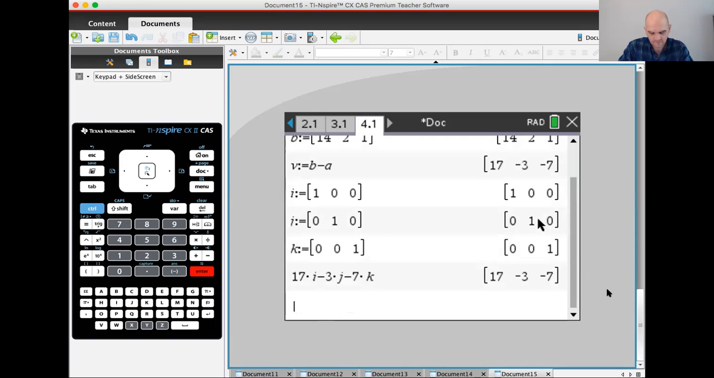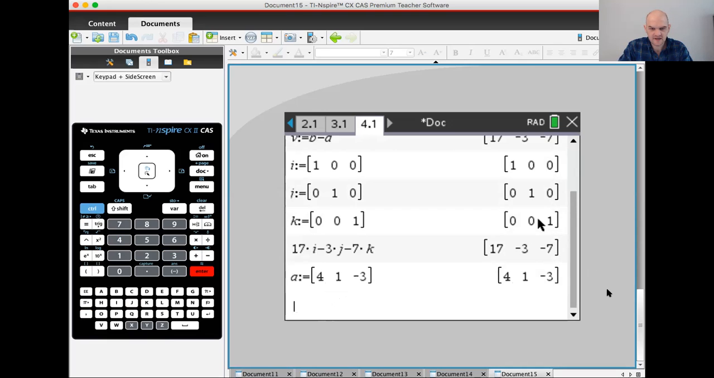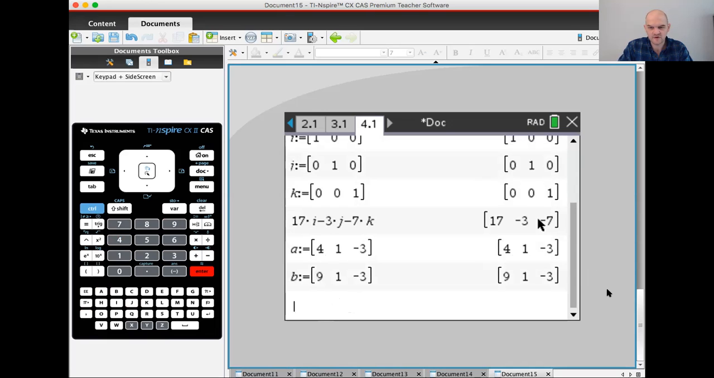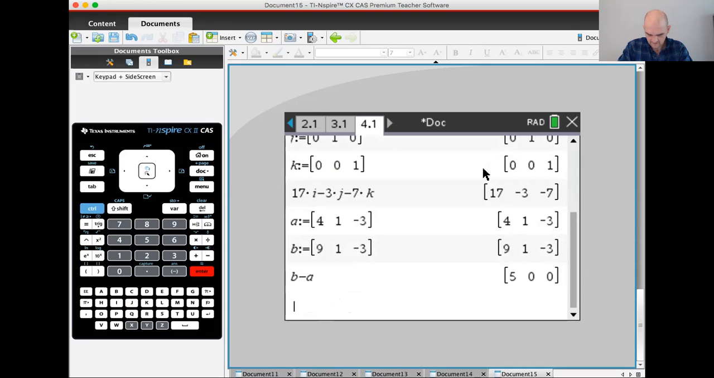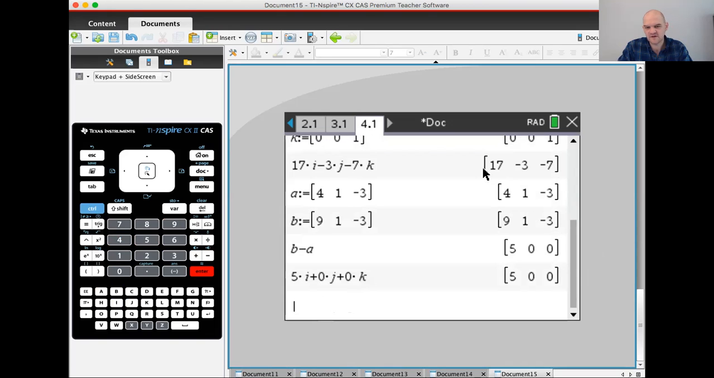It's not pointless, but it's a little weird. 4, 1, -3. Component form for me is the superior form. I'm sure there are people for whom other forms are more useful, but not me. B minus A: 5, 0, 0. So this is 5i, 0j, 0k, which gives us 5, 0, 0.